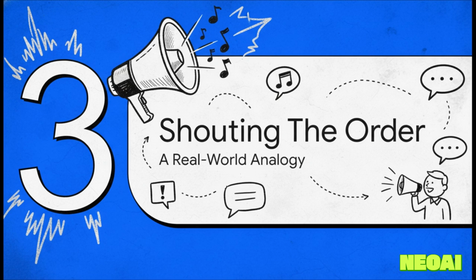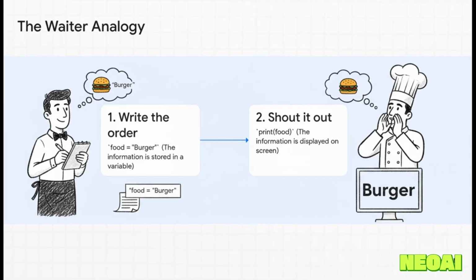Let's use a really simple analogy to make it stick. Picture a busy restaurant. Step 1, the waiter takes an order and scribbles it down on their notepad. Food equals burger. That's just like us creating a variable. The information is there, but the chef in the kitchen has no idea yet. So now comes step 2. The waiter shouts the order to the chef. That's our print command. Print food is us telling the computer, hey, tell me what's in that food variable.